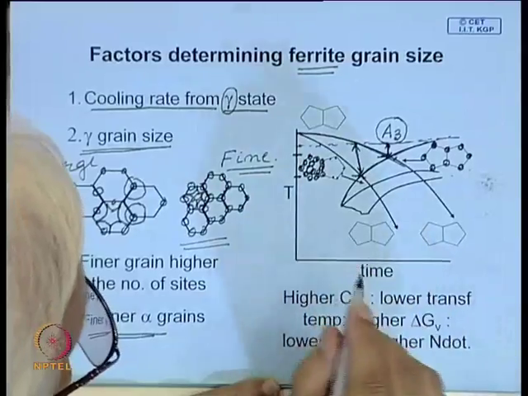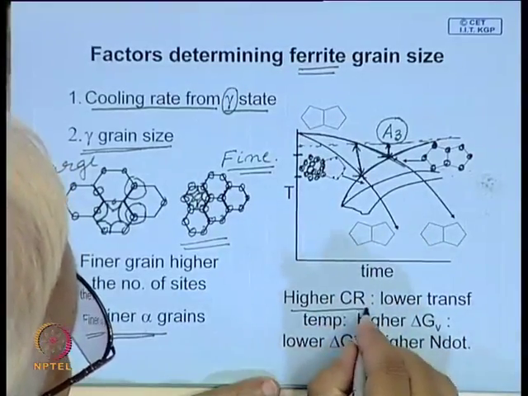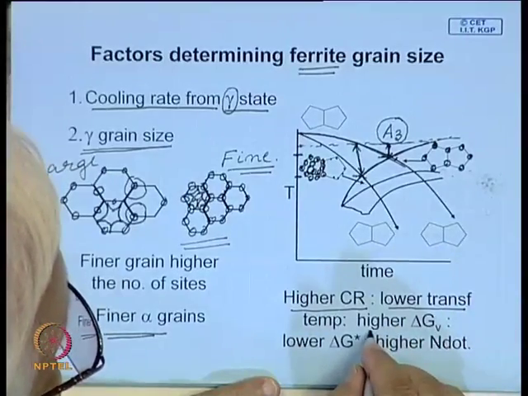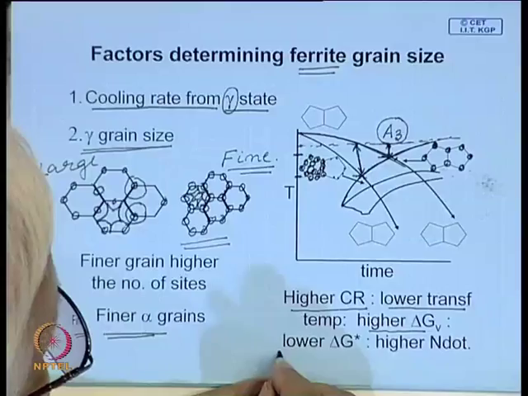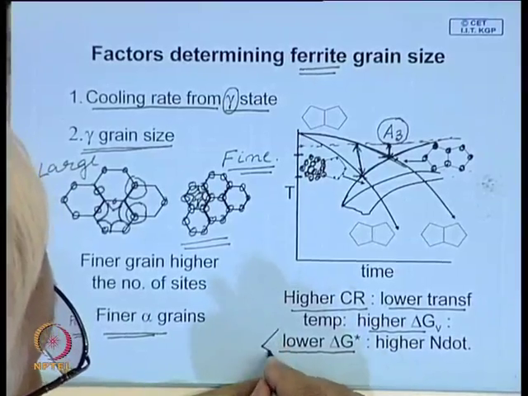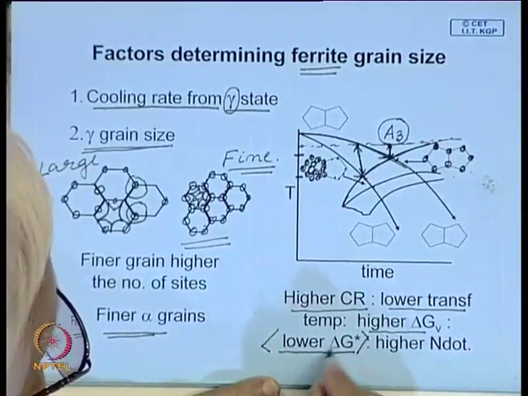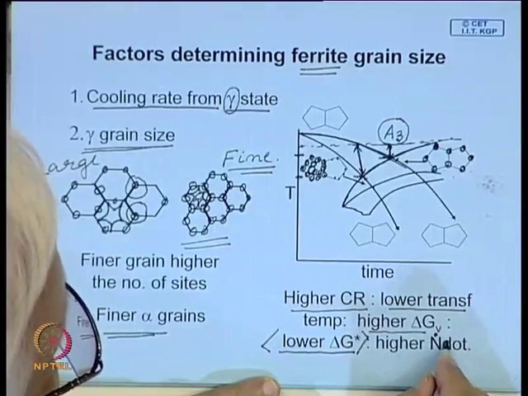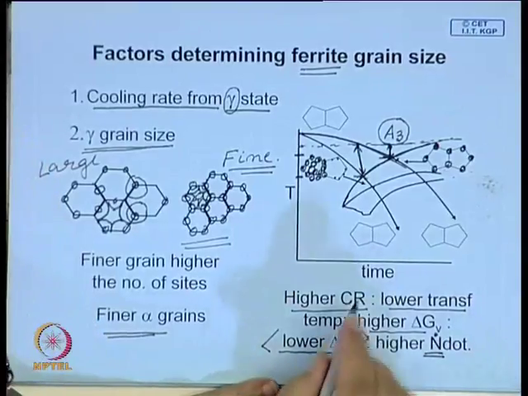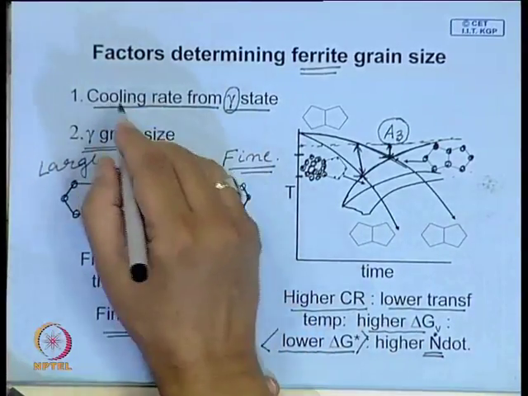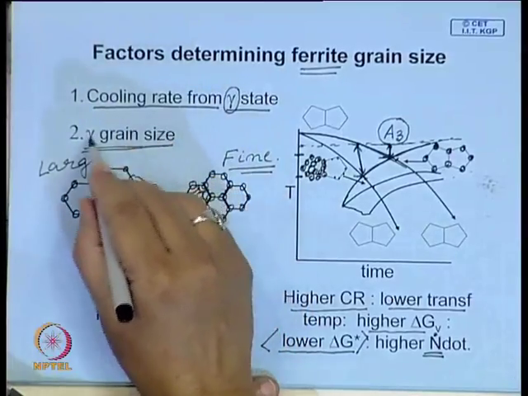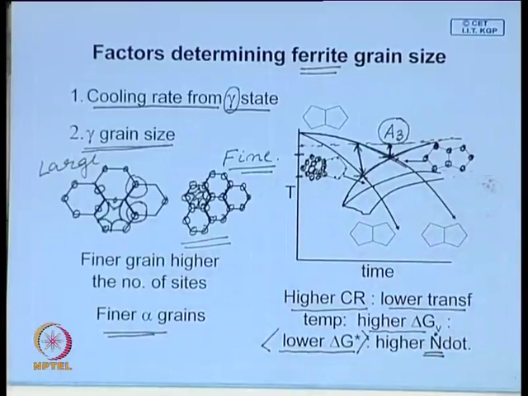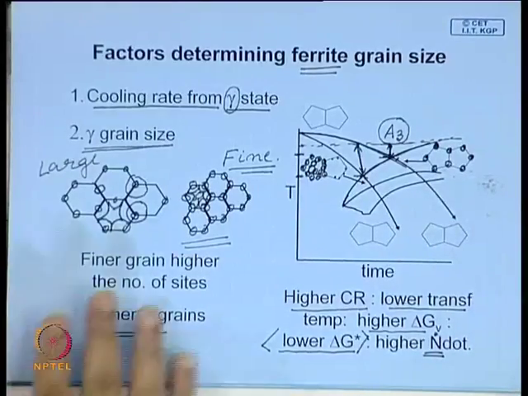So that means faster cooling rate, higher cooling rate, means a lower transformation temperature, therefore higher driving force. Therefore the activation hill which has to be overcome for nucleation to take place is lower, and obviously it will have a higher nucleation rate, N dot. So we can say that by controlling the cooling rate and prior austenite grain size, it is possible to control the grain size of ferrite and the final structure.